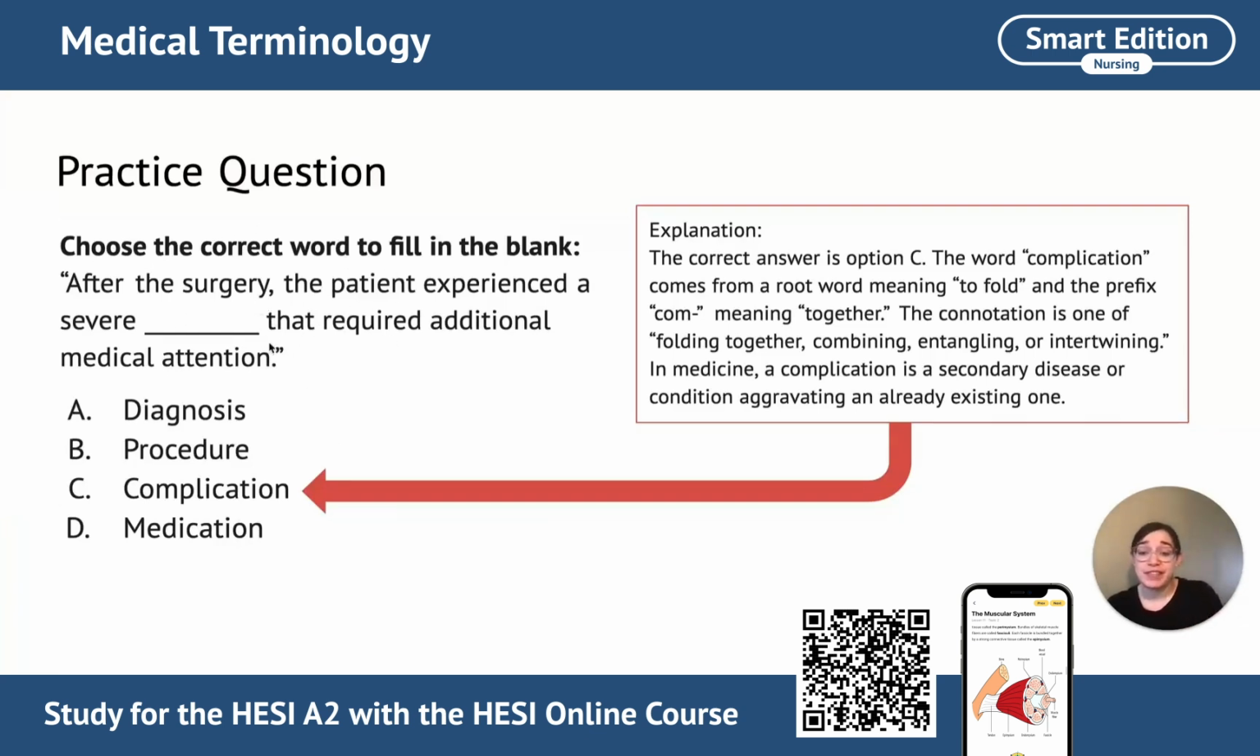So a complication of that surgery that would be severe and that would require additional medical attention would be, for example, unexpected bleeding or an infection. Those would be complications, secondary diseases or conditions aggravating the one that was already existing, which is that the patient is recovering from a surgery. The word diagnosis, the word procedure, and the word medication don't fit well into the context of this sentence. The best answer is the word complication, as we have seen. So that is our correct answer.